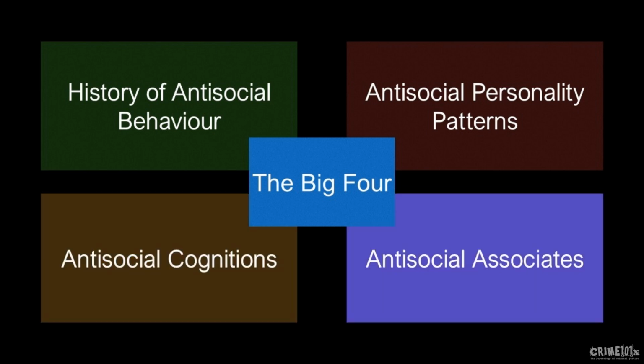Finally, antisocial associates. Essentially, this is the presence of antisocial or pro-criminal others in an individual's social circle. This might include peers who act as role models that encourage or normalize criminal behaviors.